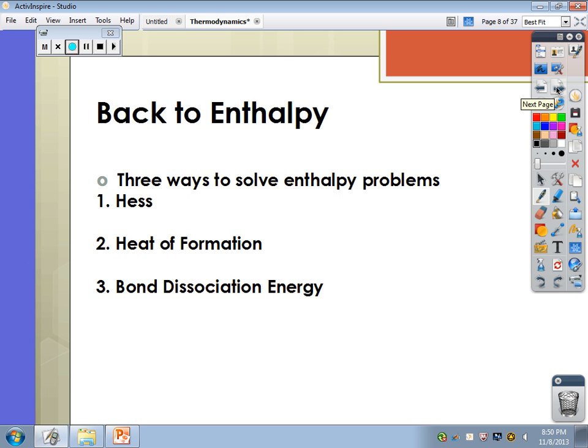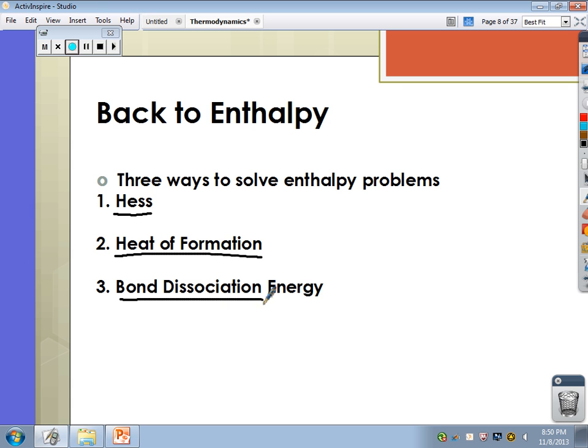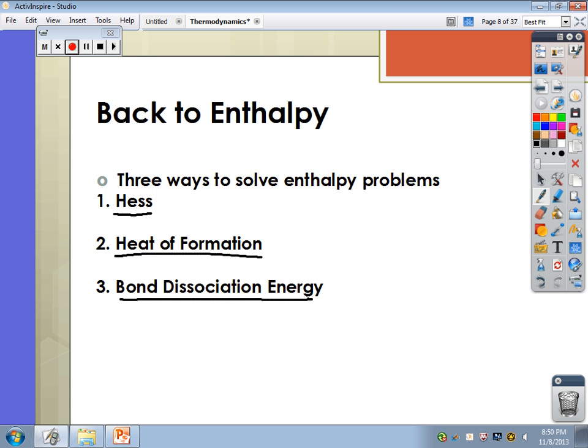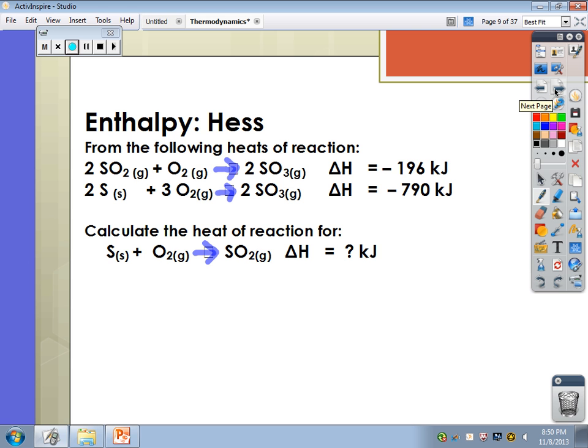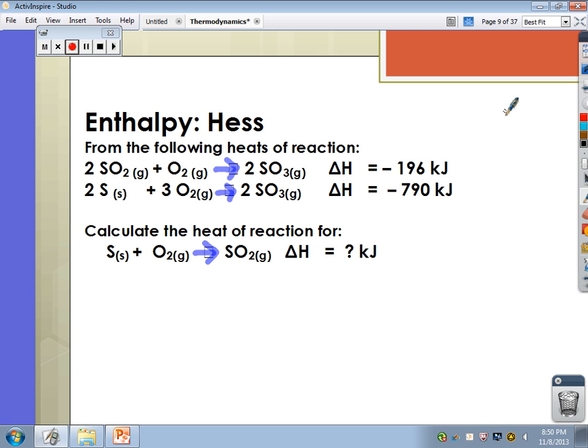Now let's go back to enthalpy. There's 3 ways to solve enthalpy problems. You can use Hess's law, you can use heat of formation, or you can use bond dissociation energy. So let's do a Hess's law problem first. Alright, so let's look at this right here. Here I have 2 equations, and whenever you have Hess's law, you're always going to have equations. And so my job is to take this reaction right here, look at the equations they give me up here. They give me 2 equations. I'm going to take these 2 equations, and I'm going to go ahead and flip them around to find my values for my total reaction that I want to know, which is this one right here.